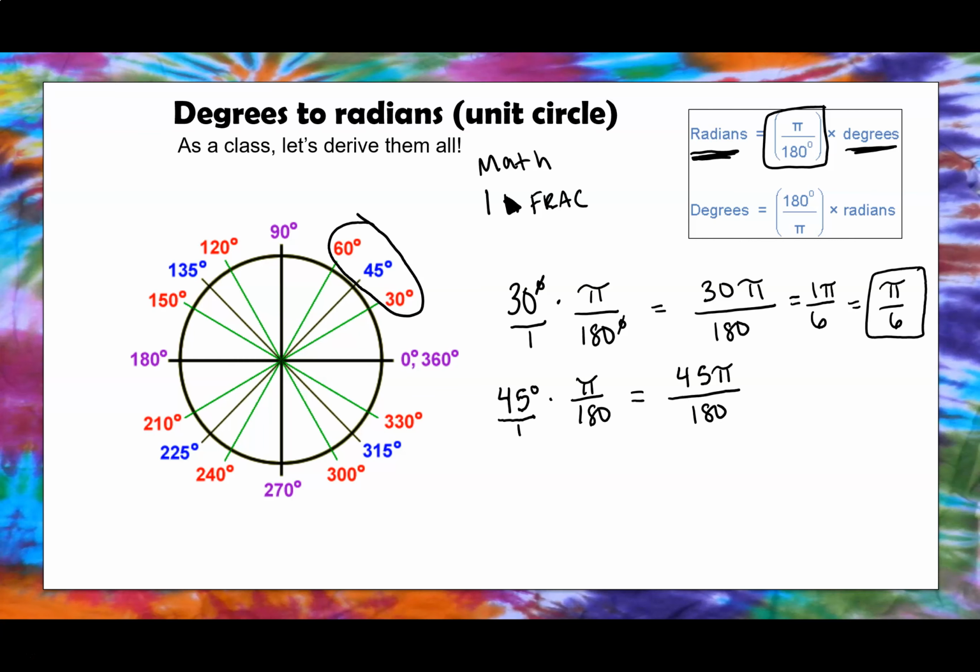Put the 45 divided by 180 into your graphing calculator, press math, and then press the number 1 button to turn it into a fraction, and you will find that you get 1/4. So you get 1 pi over 4, which we're going to write as pi over 4.